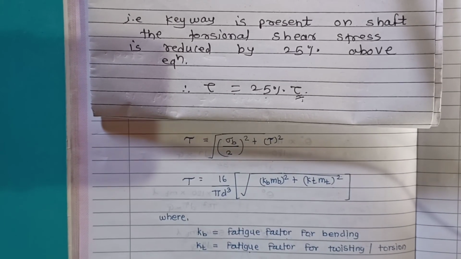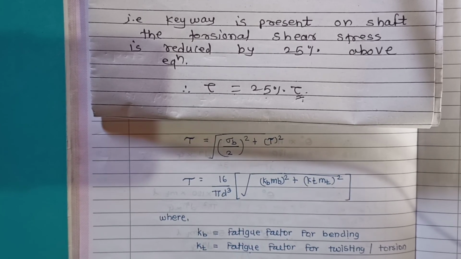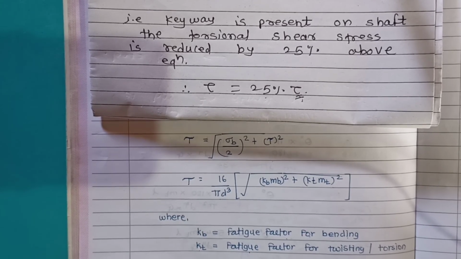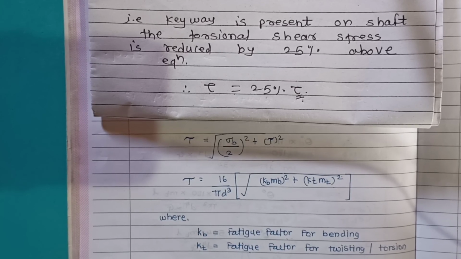Now in this lecture we discussed the design procedure of solid shaft, based on the torsional rigidity and based on the ASME code. Up to this point, the design procedure of solid shaft is over. In the next part we will see the design procedure for hollow shaft. Thank you.